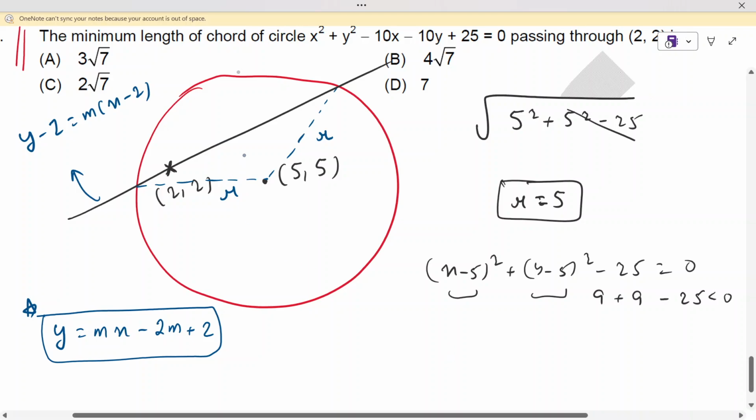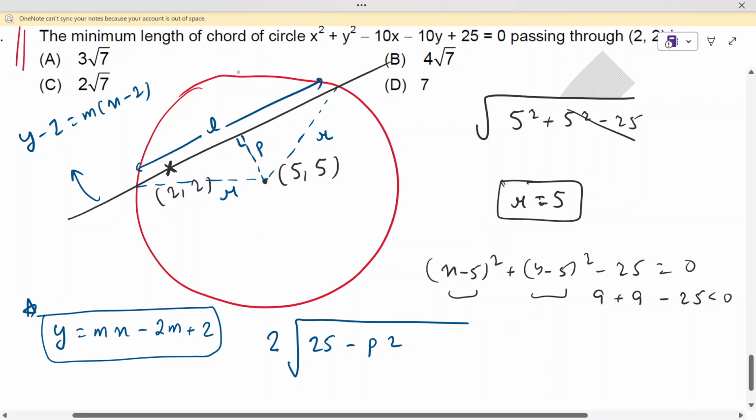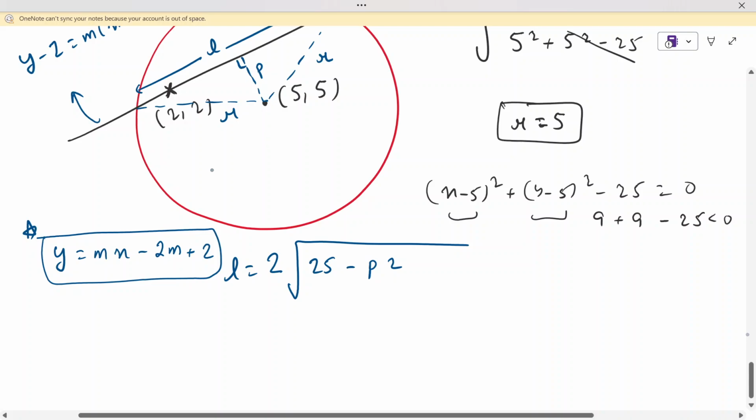So now after that, if you just drop the perpendicular, let's say this length is P, fine. And the radius is 5. So this I have to minimize somehow. 25 minus P square, fine. And let's say this is L. So now I will write L is equal to 2 times root of 25 minus P square. This is our L, right? So what I know is the perpendicular drop from this particular 5, 5 point is on the line mx minus y minus 2m plus 2 is equal to 0.